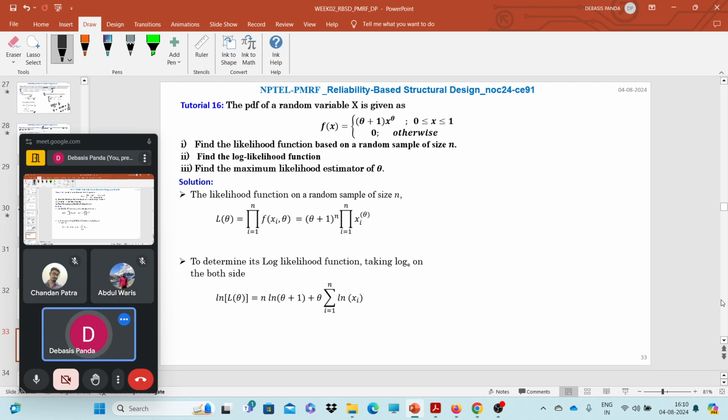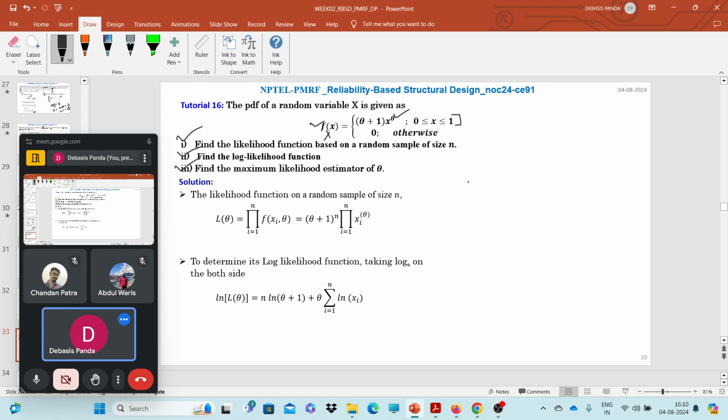Here again we have a random variable x which follows a distribution. The PDF of this random variable is also given: if the range is within 0 to 1, the random variable x follows this PDF, and otherwise we have the value 0. The question says find out the likelihood function, then find out the log likelihood function, and find out the maximum likelihood estimator of theta. Three parts are there, so let's quickly solve part by part.